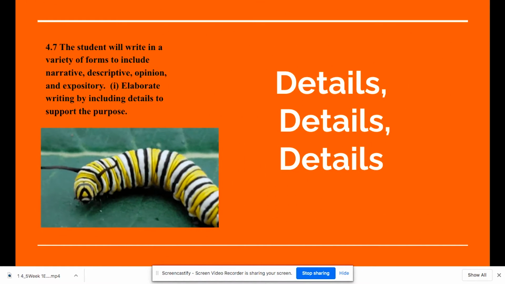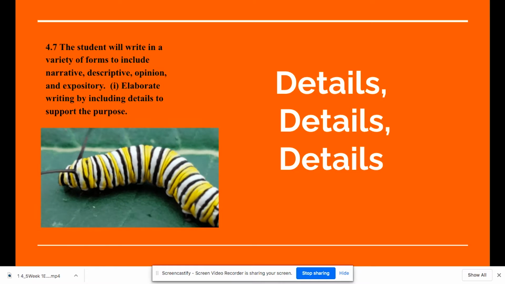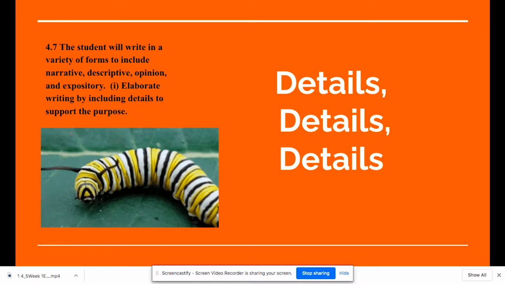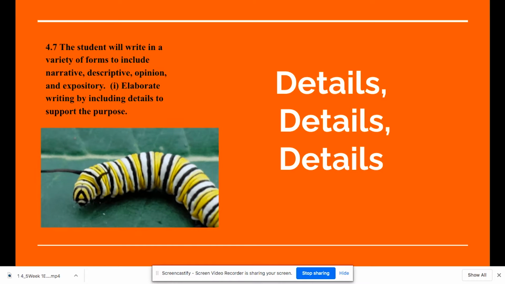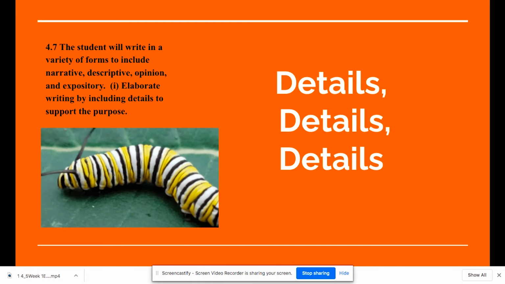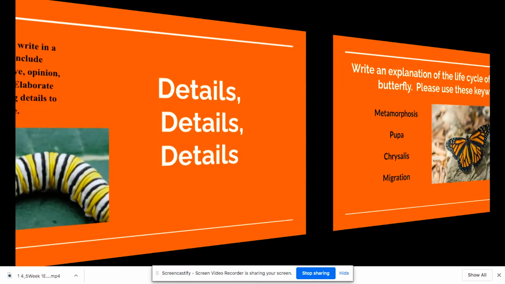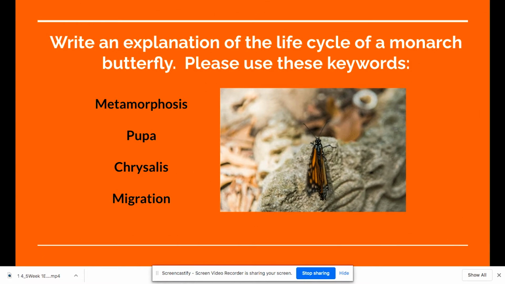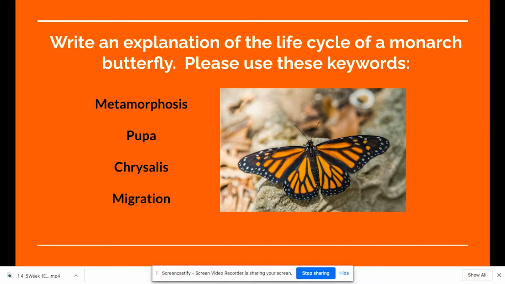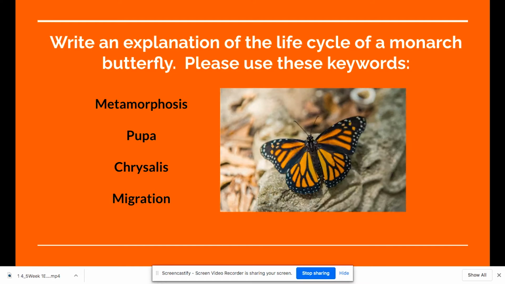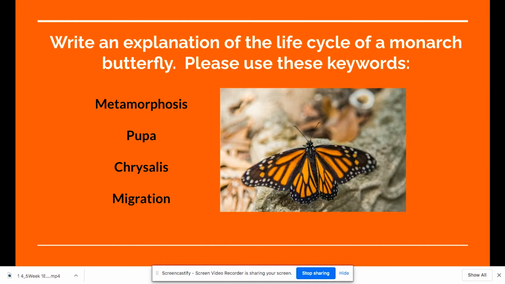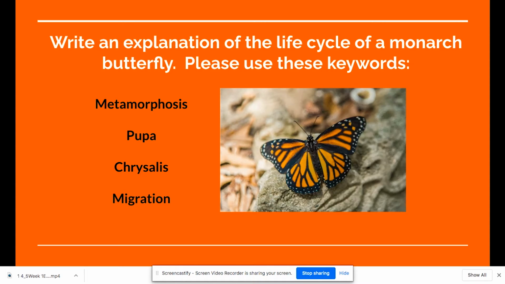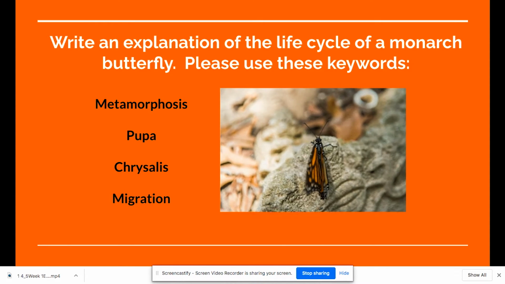Remember in our writing, friends, that it's all about the details. Details, details, details. This is a way that we elaborate our writing by including details to support the purpose. So Sarah had this project. Write an explanation of the life cycle of a monarch butterfly. Please use these keywords: metamorphosis, pupa, chrysalis, migration.